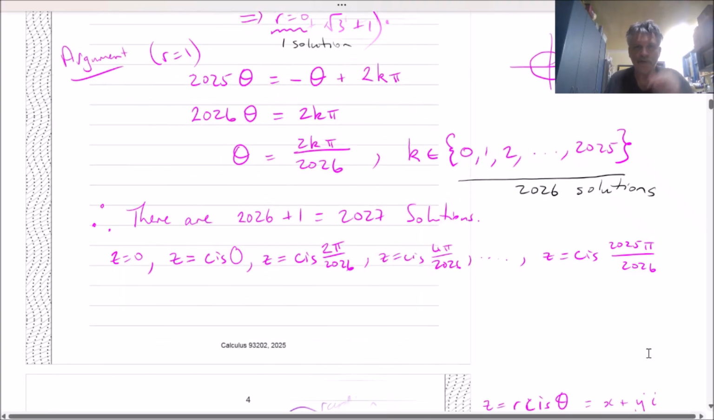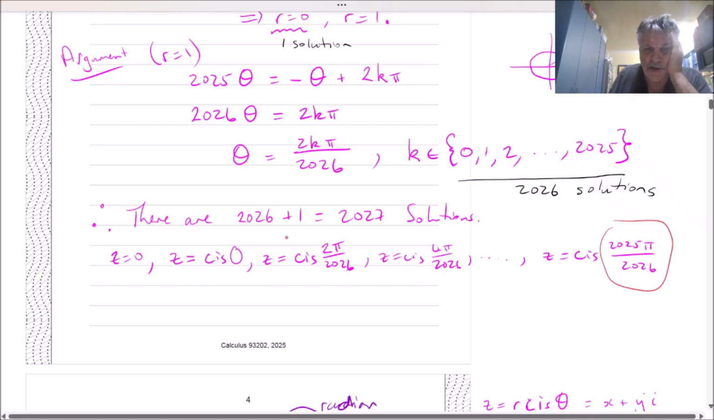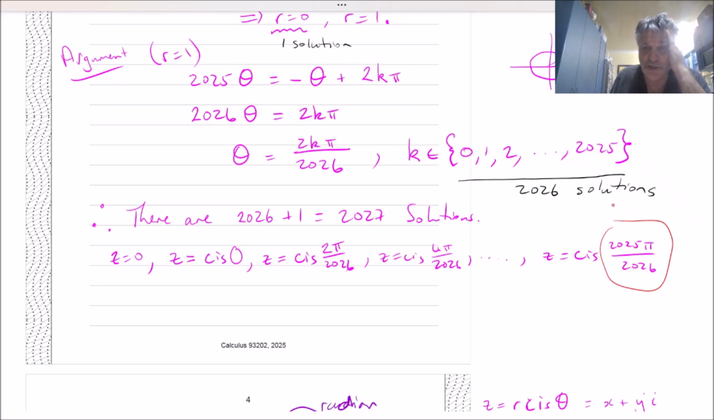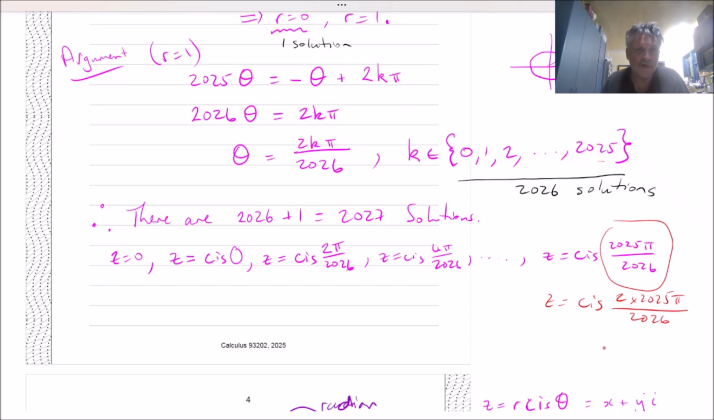Hopefully I managed to merge 2 videos, so if I can do that I can merge 3 videos. I'm just revisiting part C, just a small error here at the end. The formula is 2k pi, so when k is 2025 you get z equals cis 2 times 2025 pi over 2026. So I've left out a 2 in here. So now that's corrected, so hopefully we're all good, and I will see you in the next video.